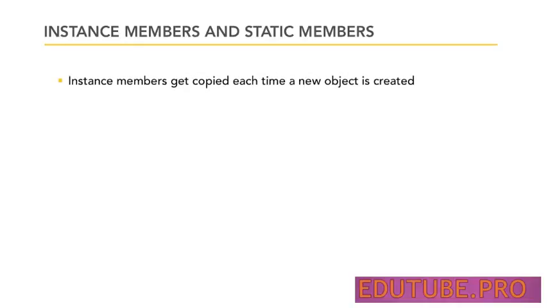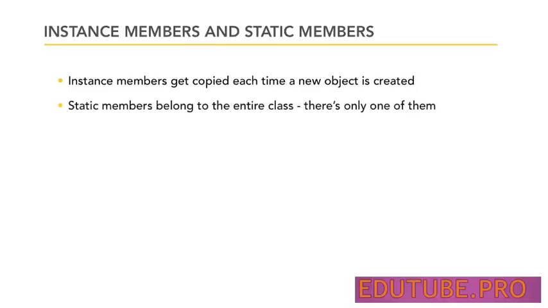Instance members of a class, whether it's a field or a method, get copied each time a new object is created. Static members, however, belong to the entire class, and there's only one of them. So let's take a look at an example.